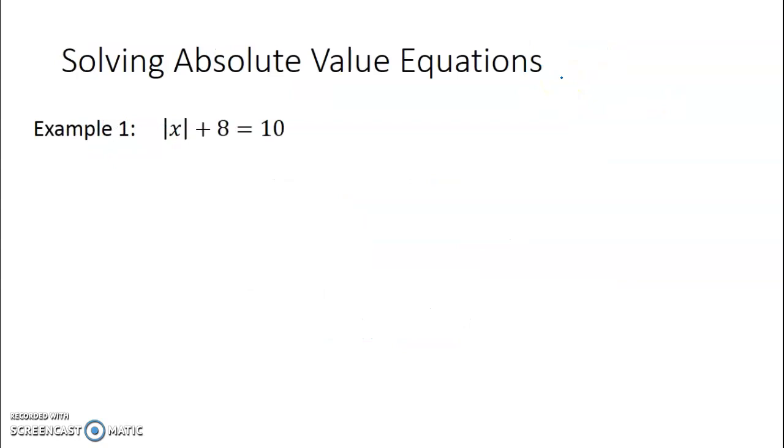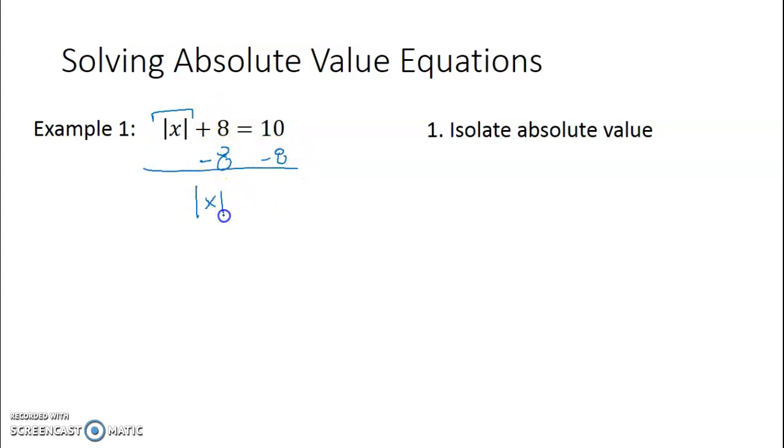When you are solving absolute value equations, the very first thing you must do is isolate the absolute value. So I need just this guy on this side. I need to move my 8 over to the other side. To move him, I do his opposite. So -8 and -8. That leaves me with the absolute value of x equals 2.